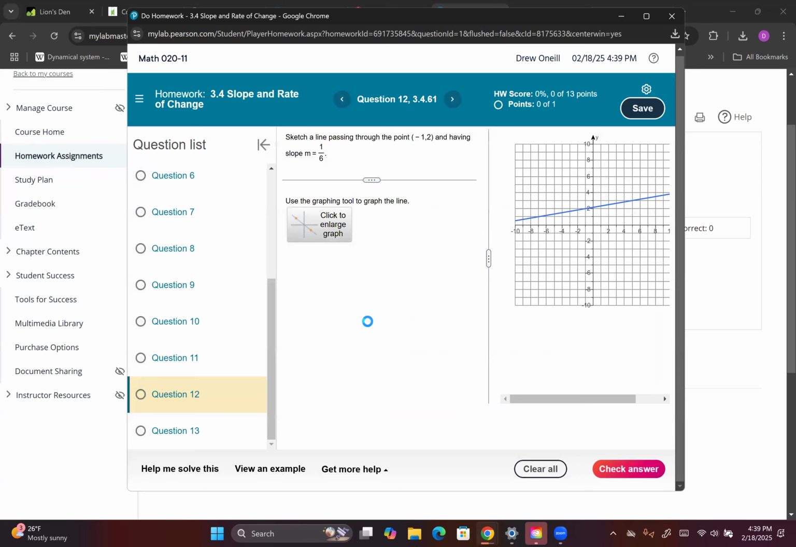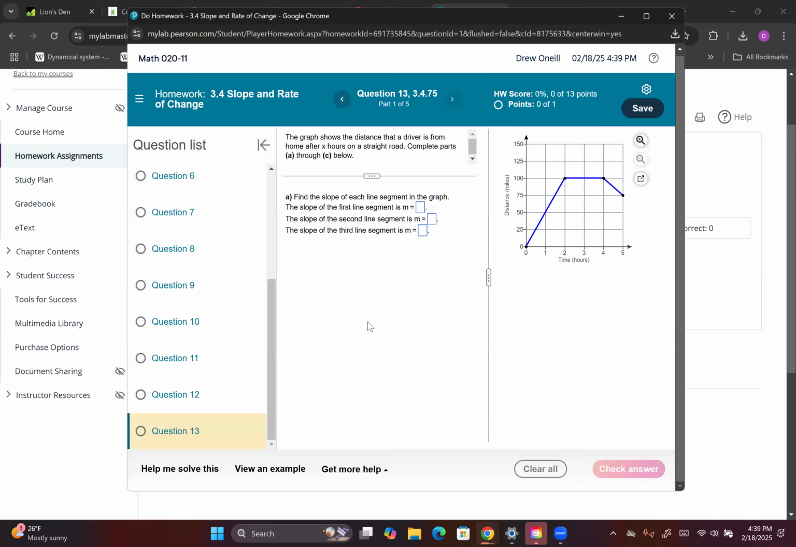And then the last one is a little annoying, but what's the slope of this line? Well, here's how you do it. You're going over 2, so that's a run of 2, and we're rising 100. So it's 100 over 2, which is 50. So that's this one. The slope of the second one, it's flat. That's 0. That's easy. Don't have to do anything. And the third one, the run is from here to here. That's from 4 to 5, a run of 1. And we go down 25. So -25 over 1. And the rest shouldn't be too difficult.